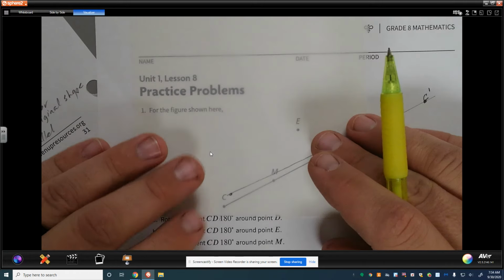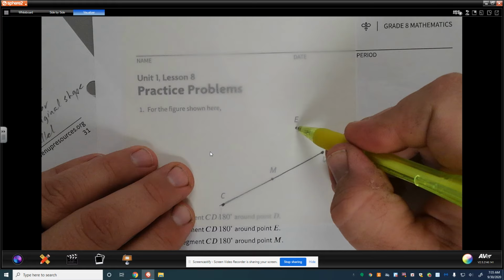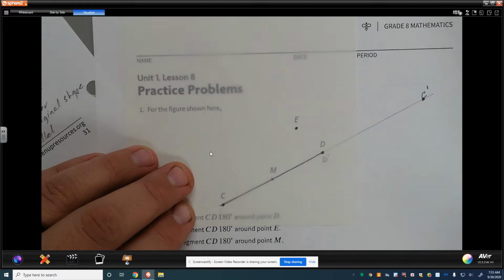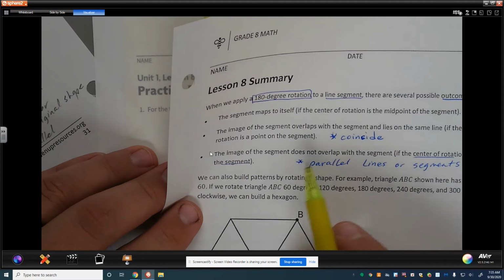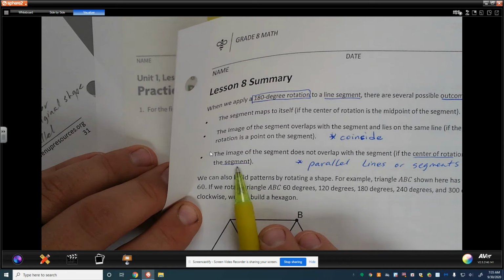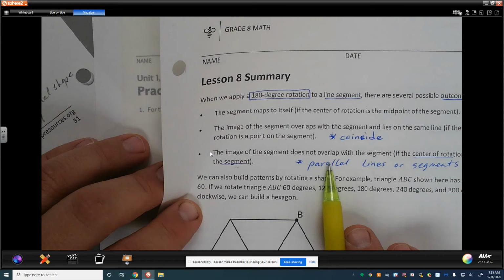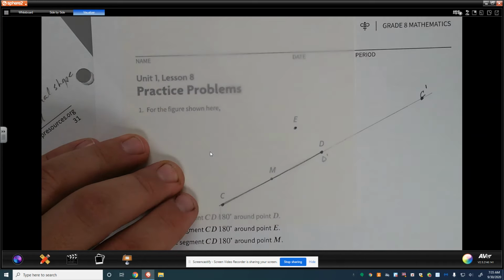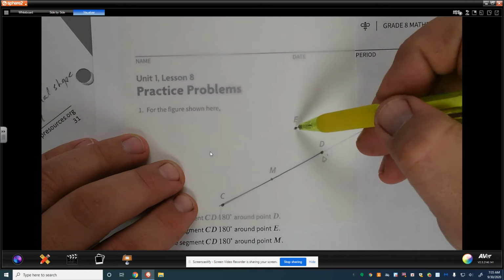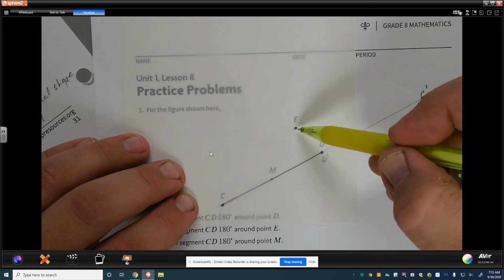Let's go ahead and do a rotation around point E. Point E is right here. Oh man, 180 degrees. How do I know where 180 degrees is with this one? Well, again, we go back to our work and we say the center is not a part of the segment. So we should see that the image of the segment does not overlap with the segment, but the consequence is parallel lines or parallel segments. So when I go to do my rotation of 180 degrees, I need to stop when I see a parallel relationship here.